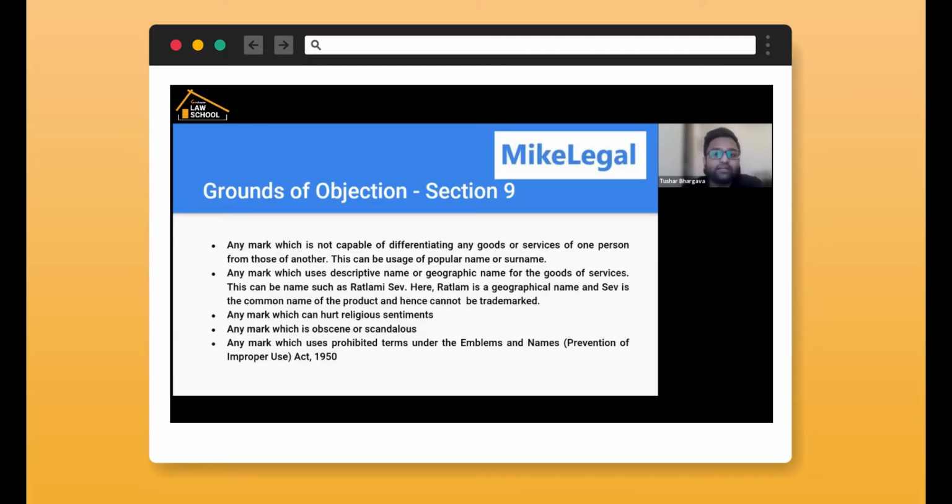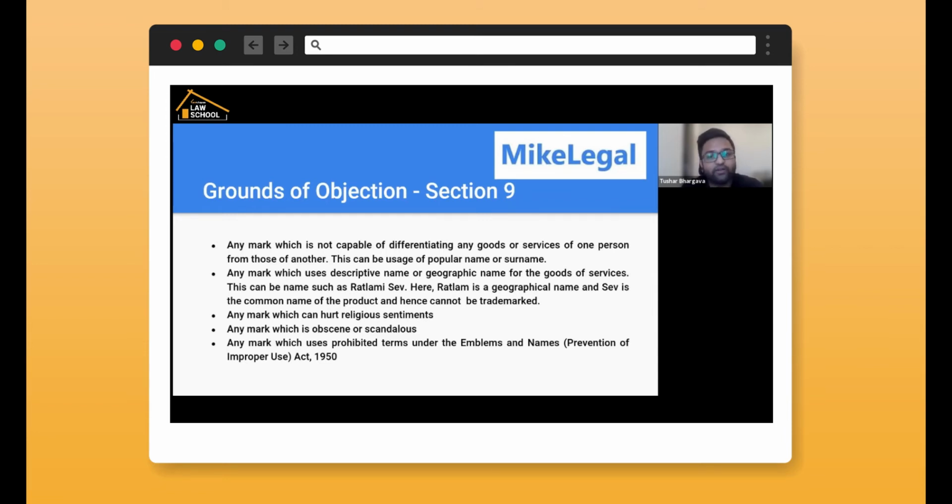We need to understand on what all reasons the department, the examiner, can object to your mark. When a client comes to you and asks whether a particular trademark can be registered or not, if you understand these grounds of objection, it becomes easier for you to tell or recommend to them whether that trademark can be registered.